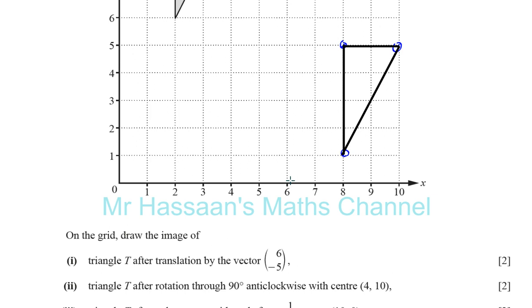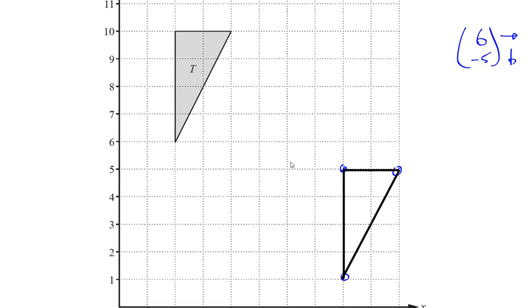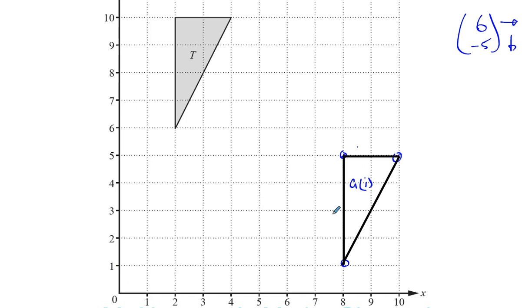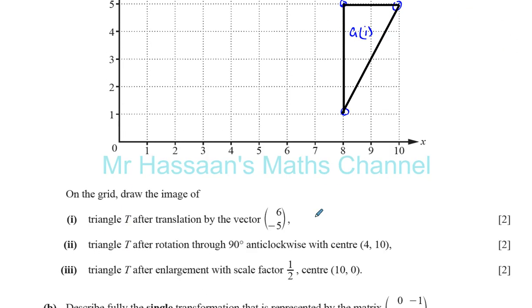It didn't tell you to label it, so what I would do, just to make it very clear for the examiner, is write that that's my answer to A, part 1. Sometimes they say label it with a different letter. They didn't say anything here. They just said draw the image of triangle T, so that's going to be A, part 1. I'll just put it there so that the examiner knows which part refers to what.